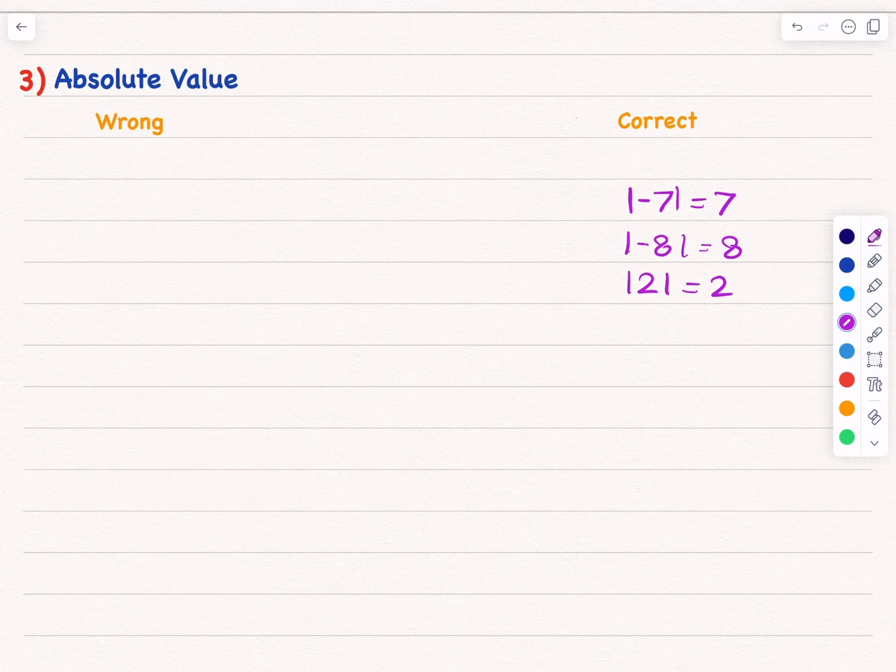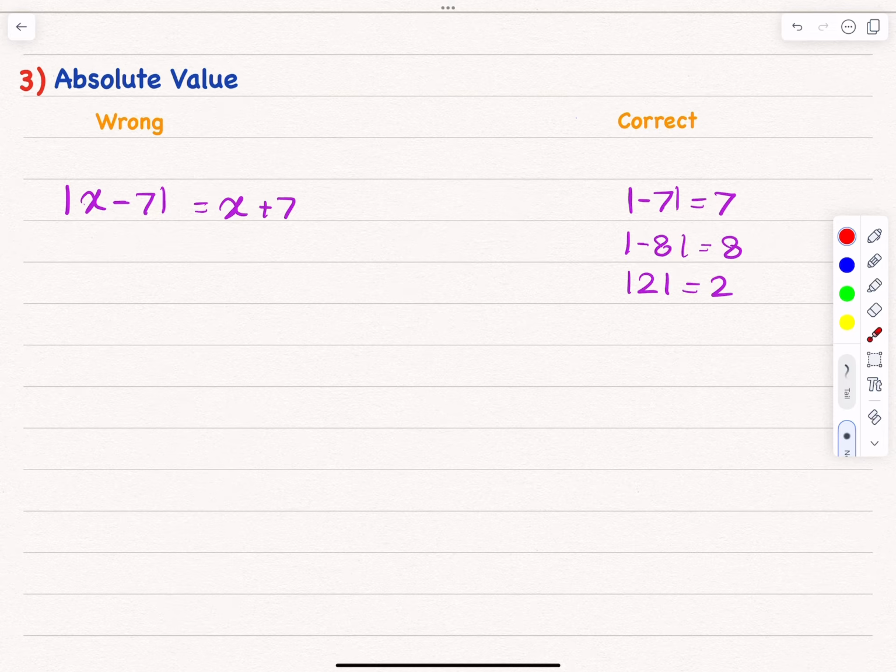But a common mistake that some students make when they have an expression like this, x minus 7, is that they would say the absolute value of positive x is as it is, and the absolute value makes the negative 7 positive, so it will be x plus 7, and this is wrong. The absolute value turns the negative number into positive when you have just a single number inside the absolute value, not when you have a sum or difference or subtraction.